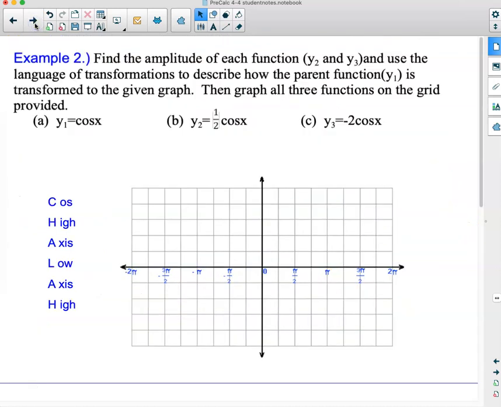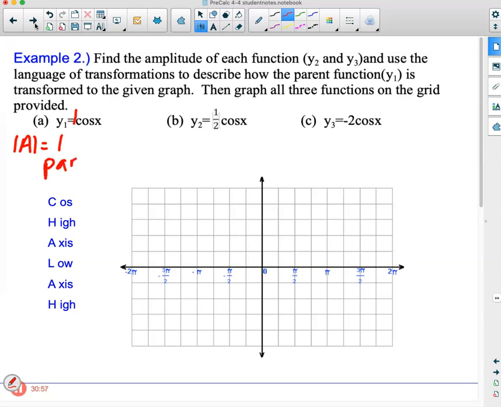So let's take a look at cosine. Same thing. Let's try to color coordinate here. Find the amplitude of each function, and like it says for y sub 2 and y sub 3, use the language of transformations to describe how the parent function is transformed to the given graph, and then graph all 3 functions on the grid provided. Well, this is the parent. So its amplitude is still 1. It's like there's a little imaginary 1 right in front of here. But there's no transformations.